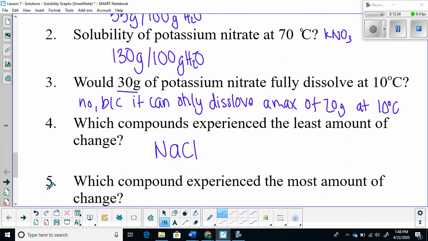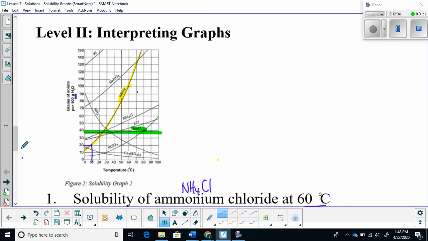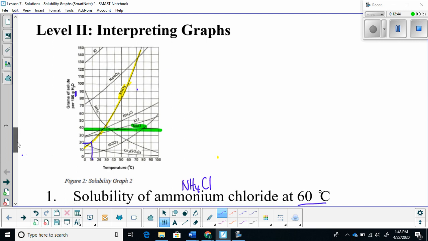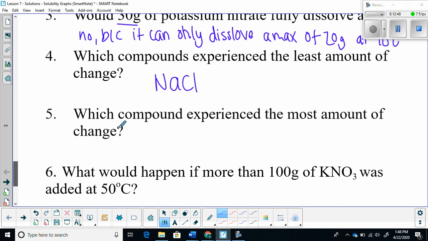NaCl. Perfect. Which compound experiences the most amount of change? This is going to be the line that has the sharpest or steepest slope. And we can see that our potassium nitrate has the sharpest, steepest line. So it's experiencing a lot of change as temperature goes up. So it's going to be potassium nitrate.